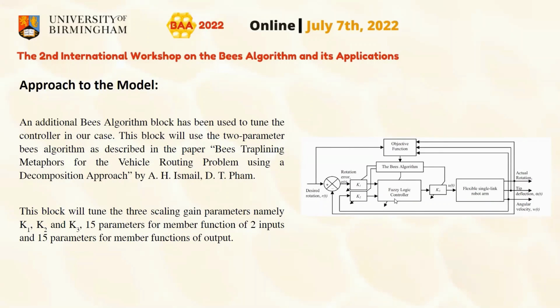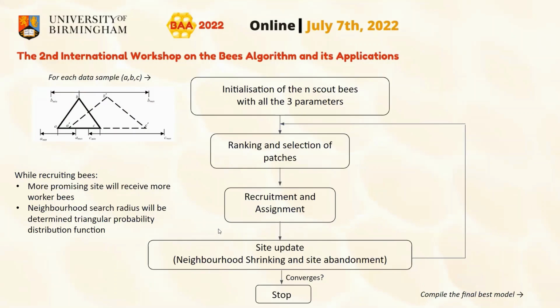We have 5 parameters for membership function. According to the error that we'll get from the input, we will be classifying it into 5 types. That is large negative, small negative, 0, small positive, and large positive. So there will be 5 parameters, and totally it will be 15 parameters for 2 input parameters and 15 parameters for the output. This is how we will be implementing the code.